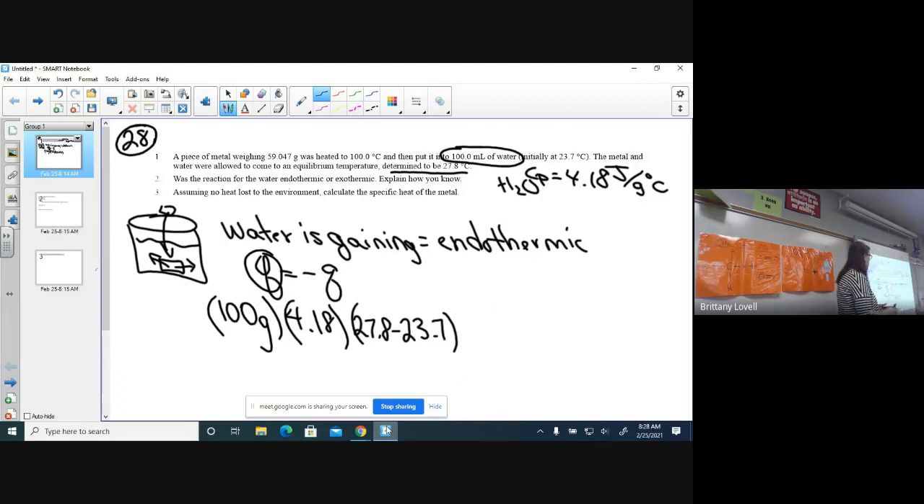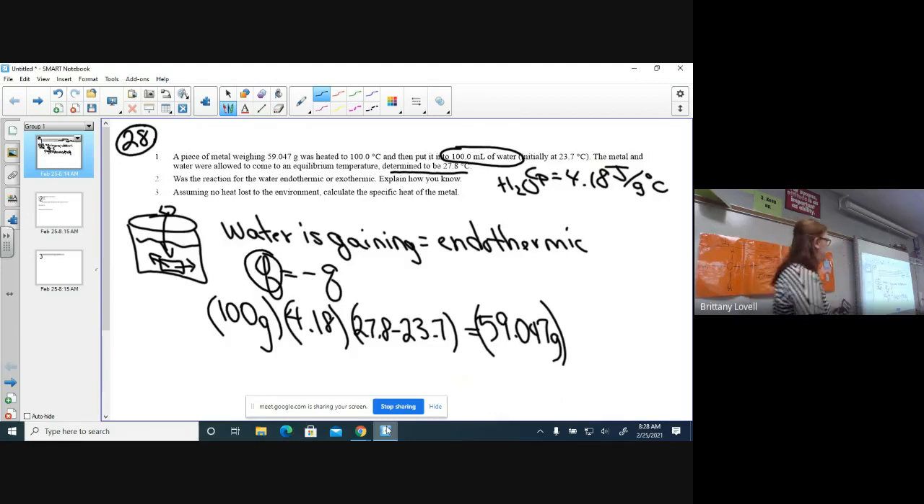Okay. So now let's go ahead and set up our other side, and then we'll just do all the math at one time. So there's our water side. What we just completed is the water side. That's the heat gained by the water. Let's set up our heat loss side. Heat loss, we've got to be talking about the metal, right? So the mass of the metal, they said here, is 59.047 grams of the metal times what comes next?